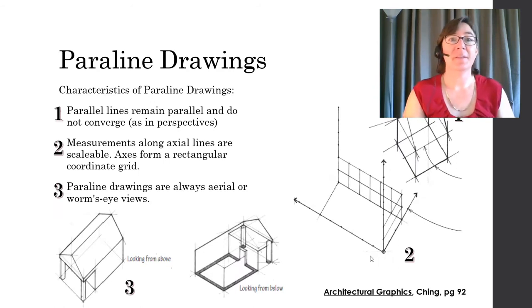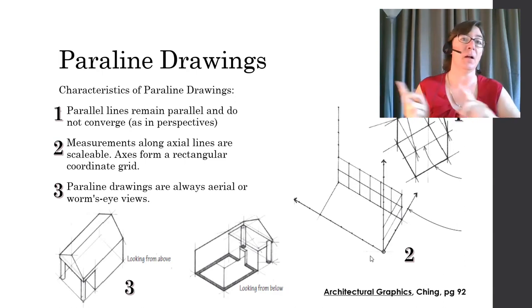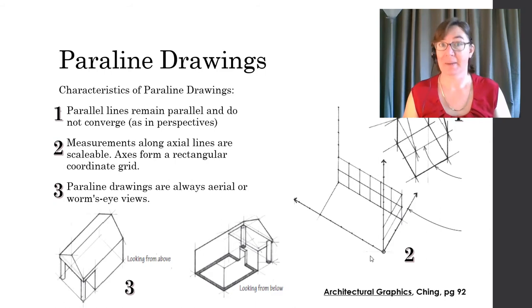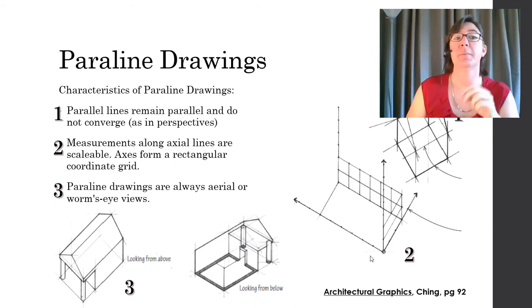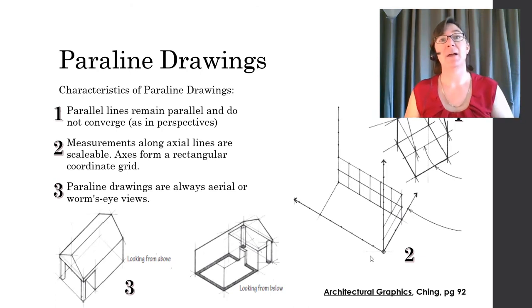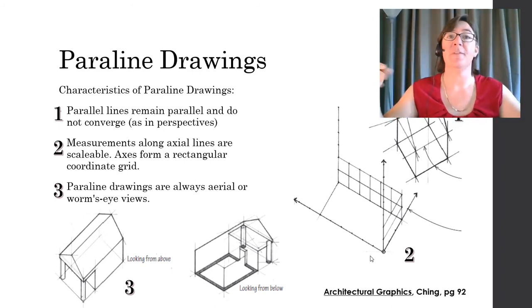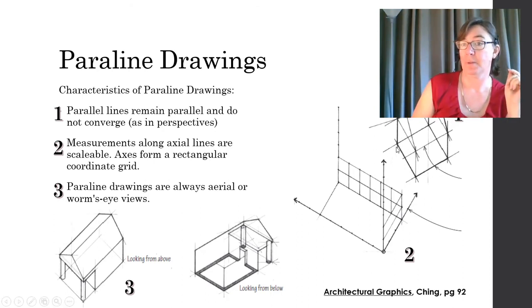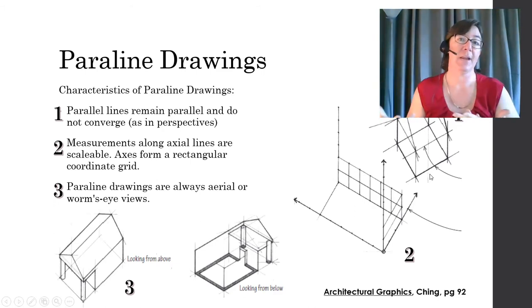So what are some characteristics of Paraline drawings? And remember, that includes all of the different categories we just talked about: axonometric and oblique. First, parallel lines on the object remain parallel in the drawing. They don't converge. In perspective drawings, they're going to converge to a vanishing point, but not in Paraline drawings, and that's shown right here. Right, see these parallel lines right here? They're not going to converge to a vanishing point.